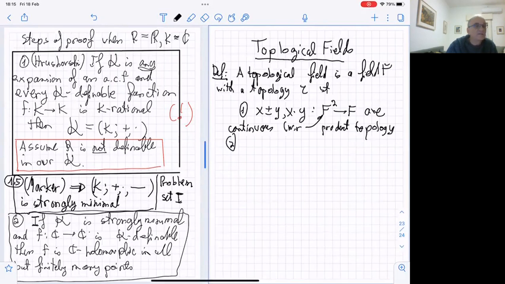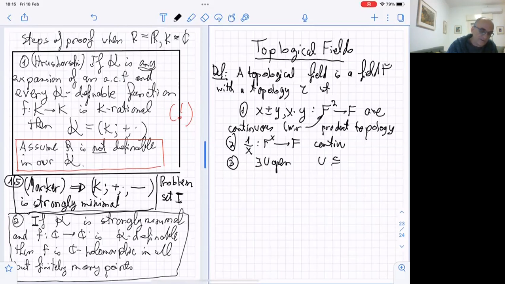Second thing is that 1 over x is continuous from F without 0 into F without 0. And third, usually they don't want the topology to be trivial, so there is U open, which is neither the field nor the empty set.